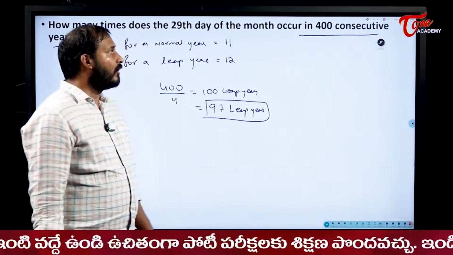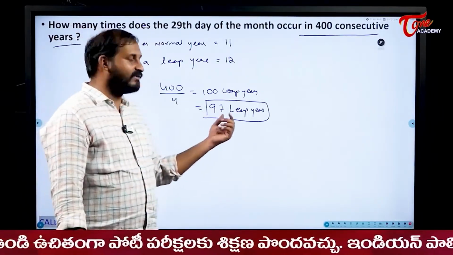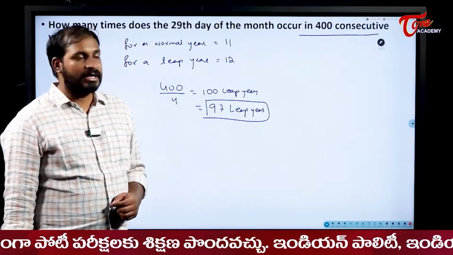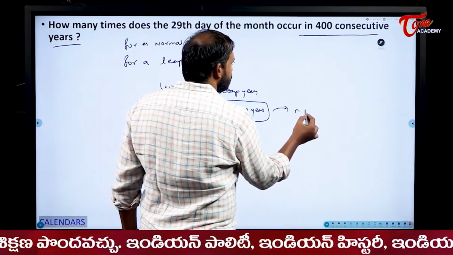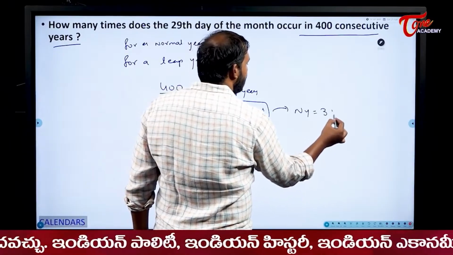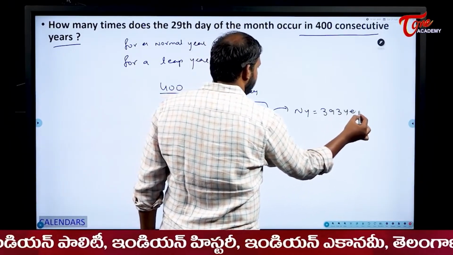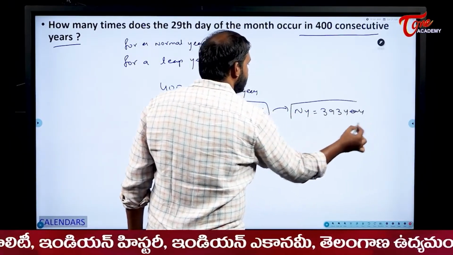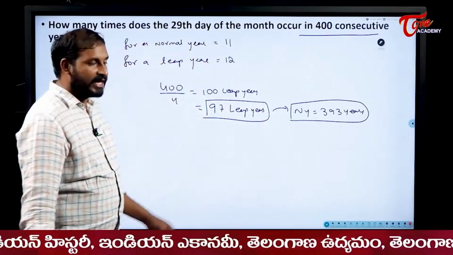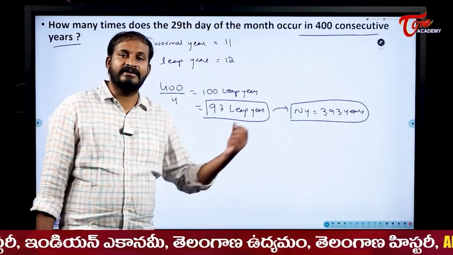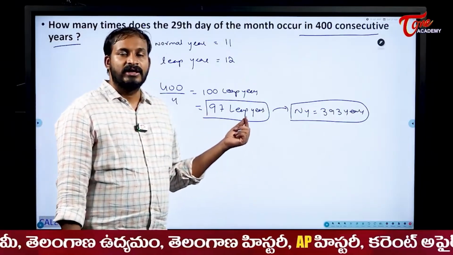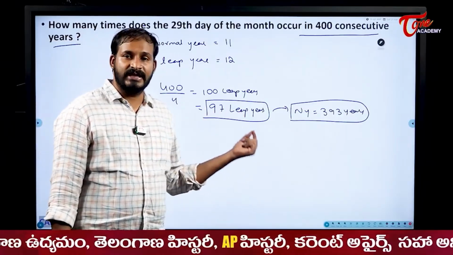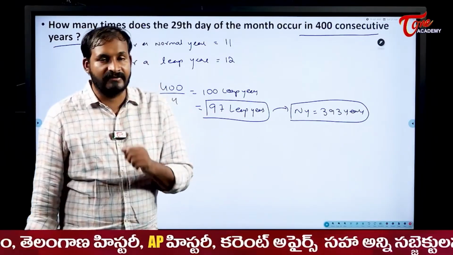97 leap years. Out of 400 years, if 97 are leap years, what about the normal years? Normal years will be 393 years. So 97 leap years we will have and 393 normal years we will have. Please be careful here, students. Don't write 100 leap years. Here we will get only 97 leap years.